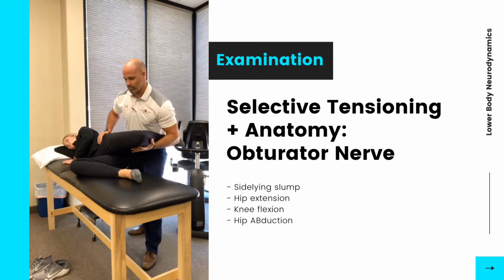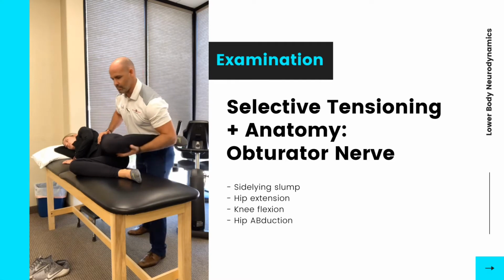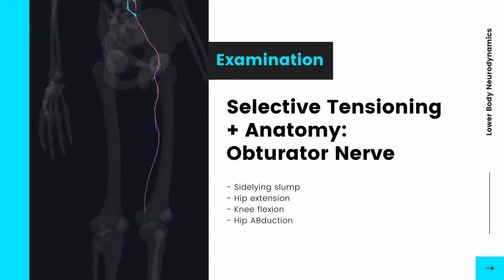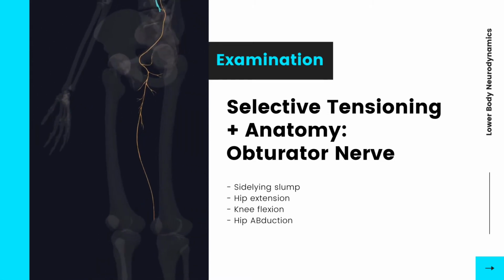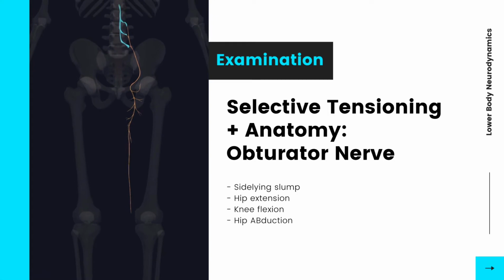For the obturator nerve, we will place the hip in abduction. Now, if we understand the anatomy, which we'll see in a second, this makes sense. The obturator nerve sits anterior to the hip joint and is on the medial thigh. Thus, extension and abduction will tension this nerve.